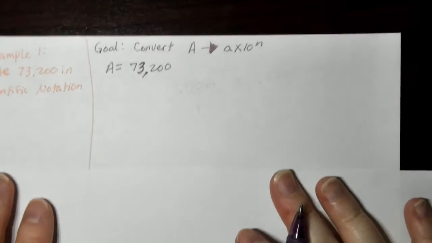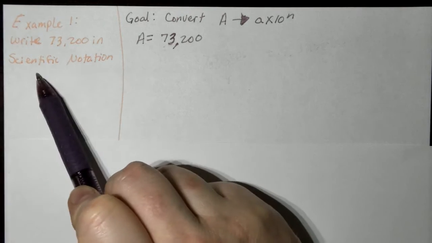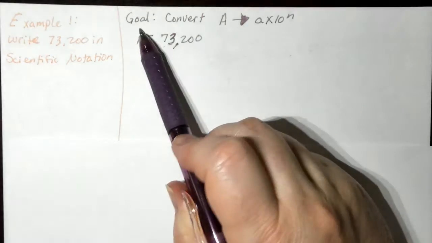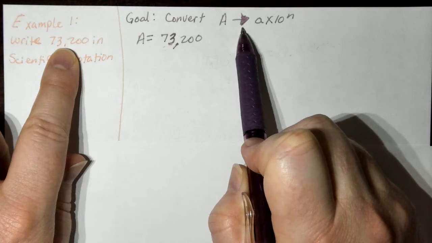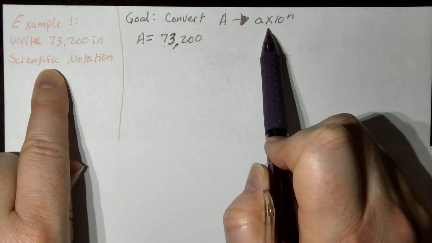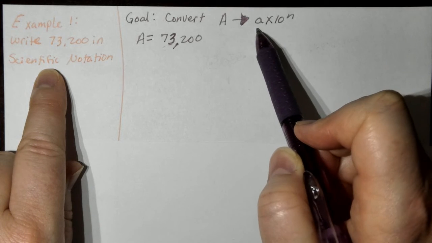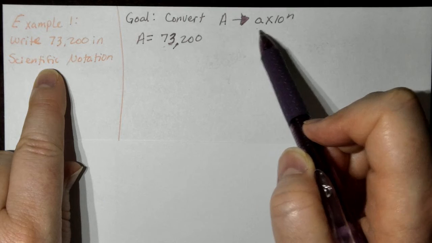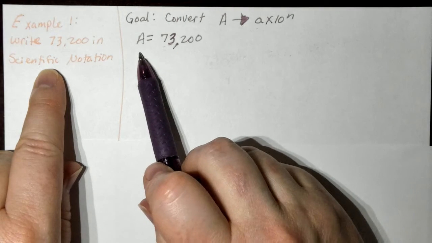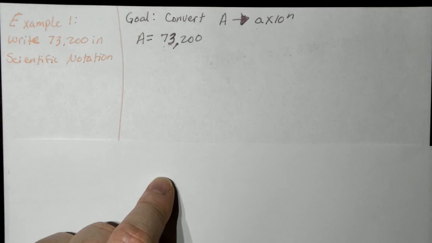Okay, so example number 1 is asking us to write 73,200 in scientific notation. So I've already written out here that my goal is to convert A, any number, into scientific notation, lowercase a times 10 to the n. And remember, a has to be what? It has to be between two numbers. It has to be between 1 and 10. So right now, our capital A is 73,200. What can we do here?